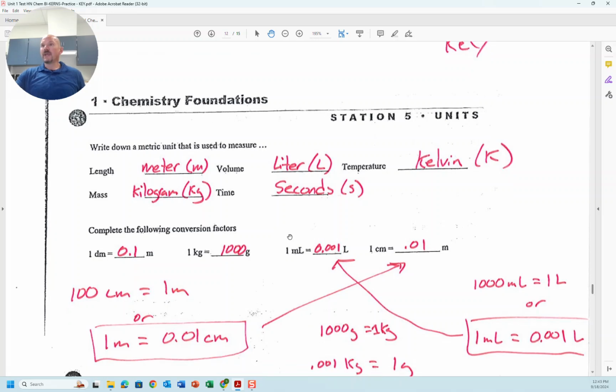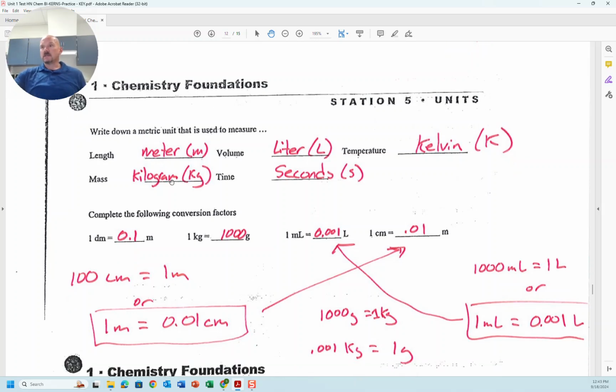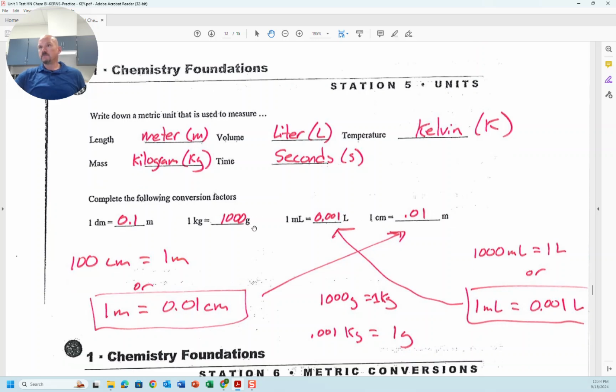All right. So again, this could be gram if he just wants the base unit for mass. It just really depends on what your teacher wants. And I'm sure they probably mentioned that in class. So here would be the equalities the way it was written.